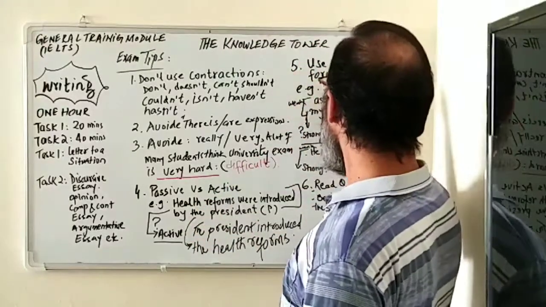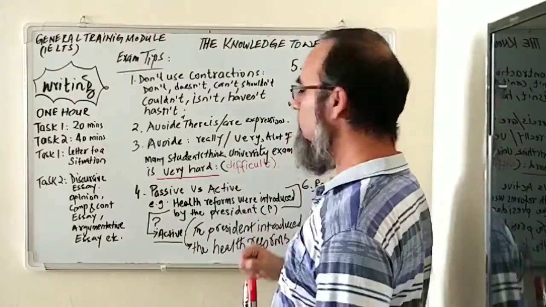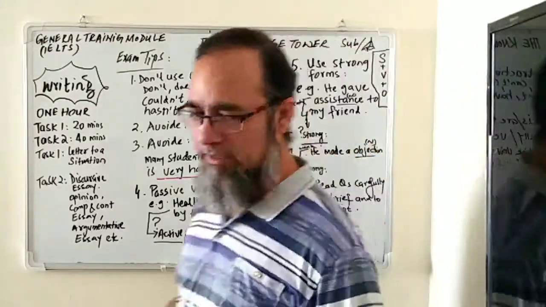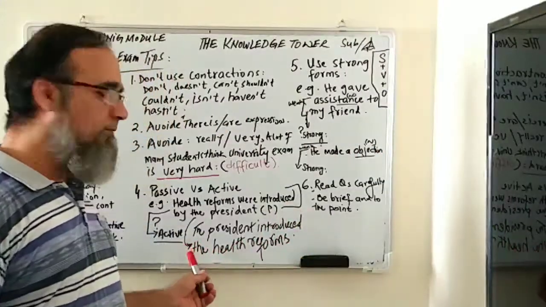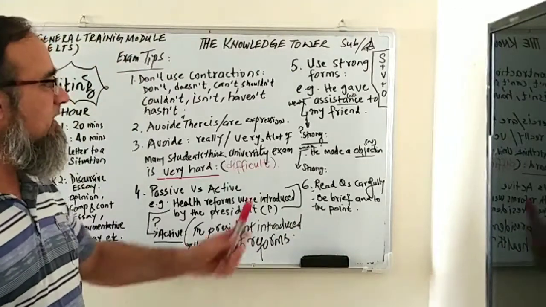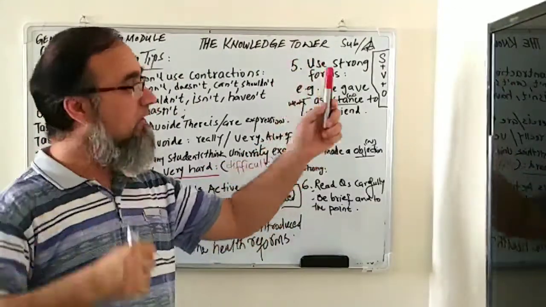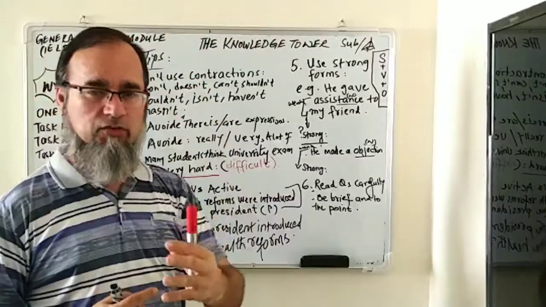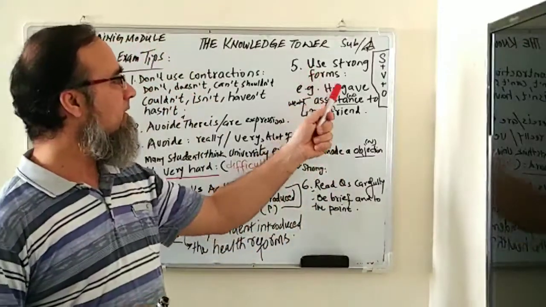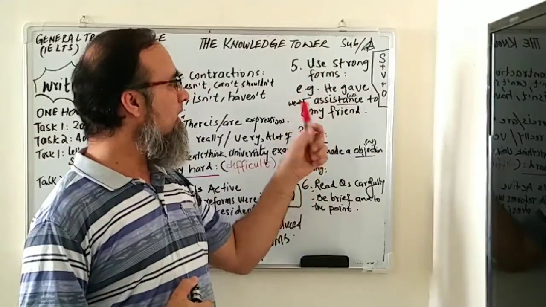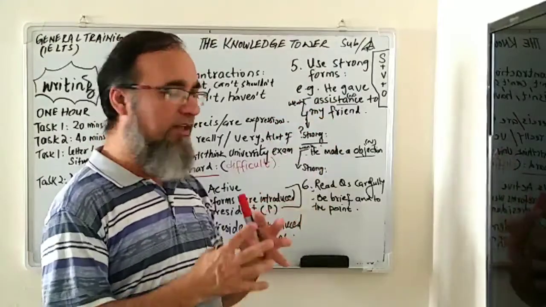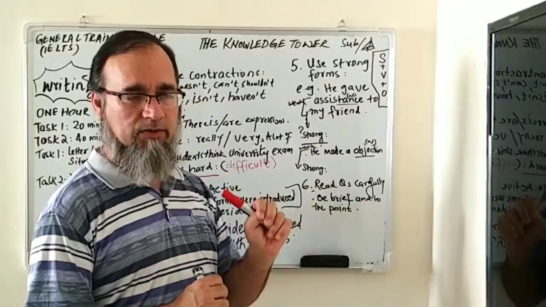Number 5 is use strong forms. As I said, strong forms should be used, and in strong forms, once again, this point must be kept in mind that active sentences should be used. Verbs which are in action should be used. For example, I am giving you an example here of weak forms, and then I will give you one example of a strong form.